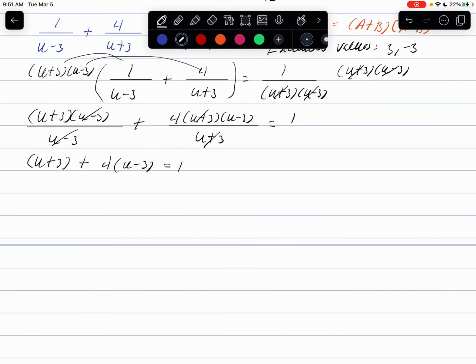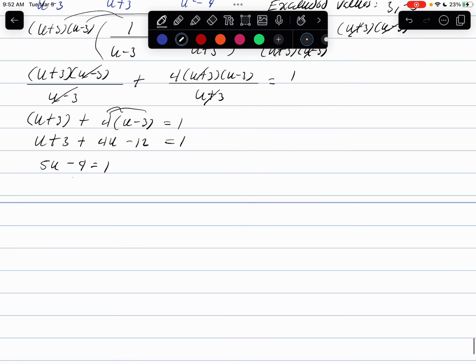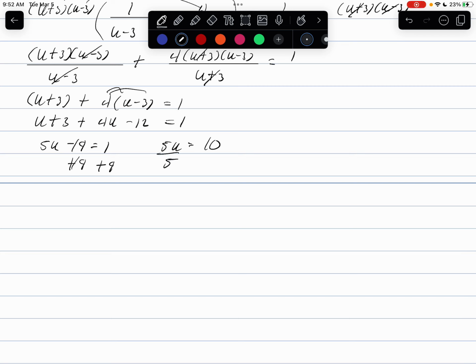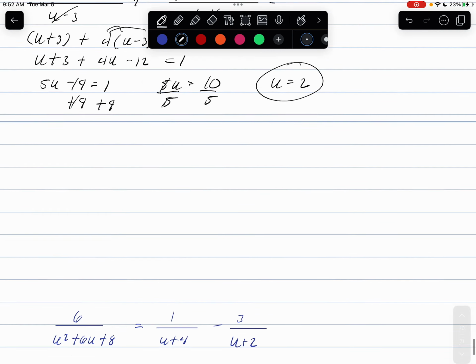Okay, now let's simplify. We can do that by distributing this 4, and that's going to give us u plus 3 plus 4u minus 12 is equal to 1. And now we can combine like terms, and in doing that, we're going to get 5u minus 9 is equal to 1. So we can add 9 to both sides, and we get 5u is equal to 10. So we can divide both sides by 5, and we get u is equal to 10 over 5, which is 2. And our two excluded values were 3 and negative 3, so u equals 2 is fine.